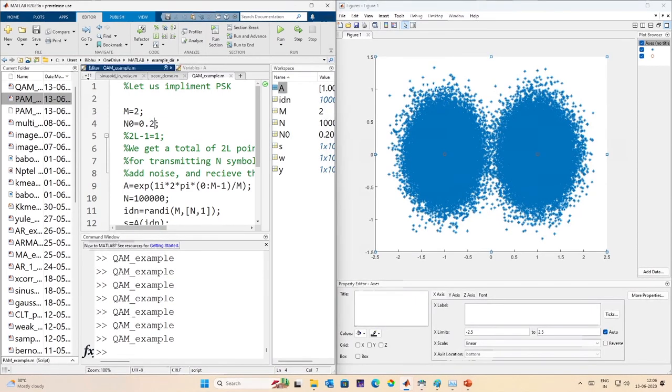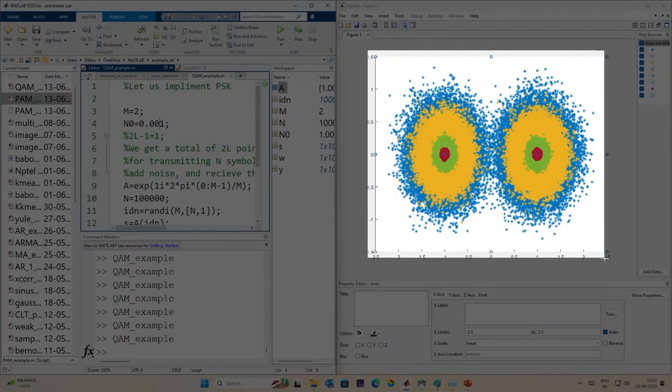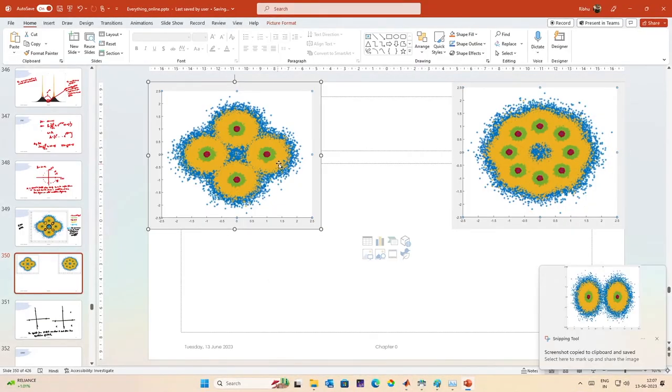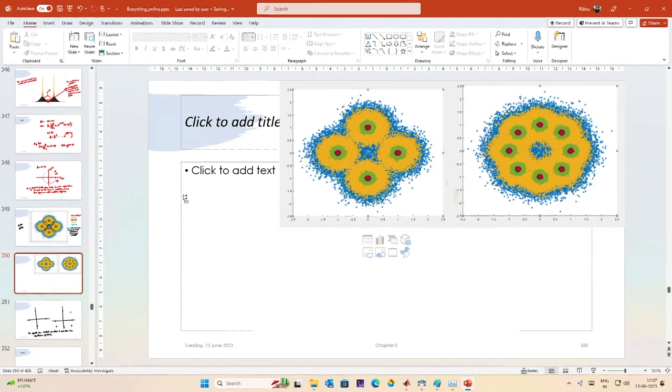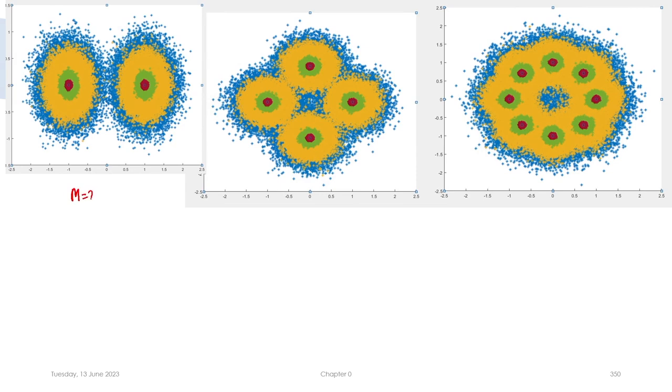This is for m equals 2, this is for m equals 4, and this is for m equals 8. So we have three separate cases for m equal to 2, m equal to 4, and m equal to 8.